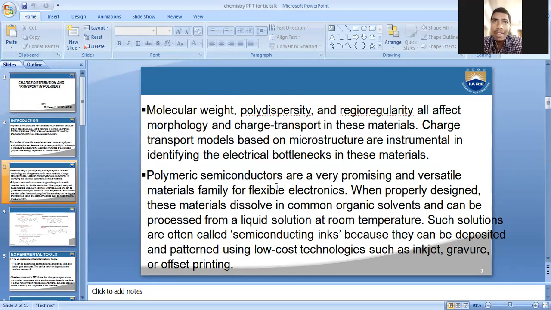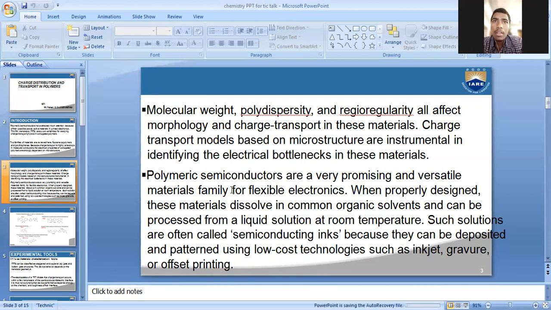Polymeric semiconductors are a very promising and versatile materials family for flexible electronics. When properly designed, these materials dissolve in common organic solvents and can be processed from a liquid solution at room temperature. Such solutions are often called semiconducting inks because they can be deposited and patterned using low-cost technologies such as inkjet printing or spray painting.